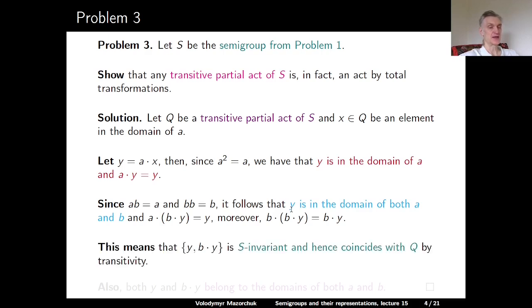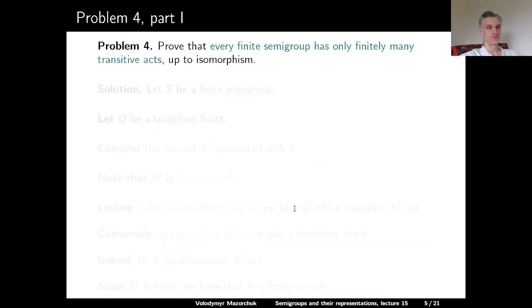In other words, the elements y and By form an S-invariant subset of Q, and since Q is transitive, it follows that this set coincides with Q. Moreover, we see that both y and By belong to the domains of both A and B, and so this act given by these two elements is an act by total transformations. That completes the proof. Problem 4.